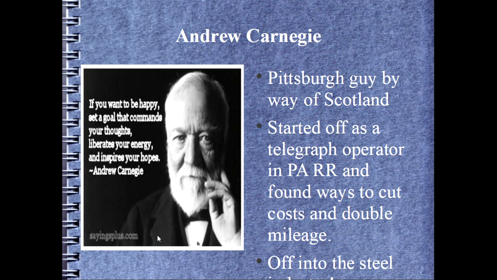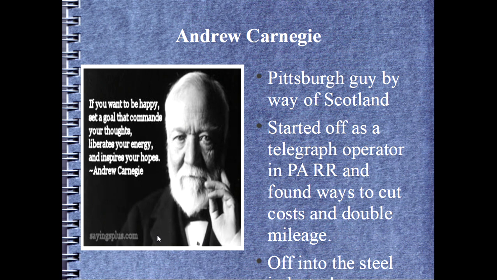Now, we got some people who make a lot of money off of the Industrial Revolution. And here's one guy already, Andrew Carnegie. He's from Scotland, but he spent most of his time here in the U.S. in Pittsburgh. So he's a Pittsburgh guy. We claim him. He started off as a telegraph operator in the Pennsylvania railroads and found ways to cut costs and double mileage. So, in any company you're in, I don't care what it is you're doing, you want to get in good with the management, find ways to cut costs. They always love it when you cut costs. Unfortunately, it's usually labor costs.